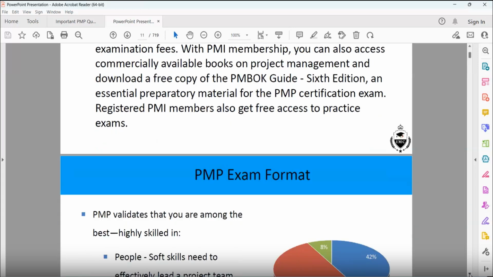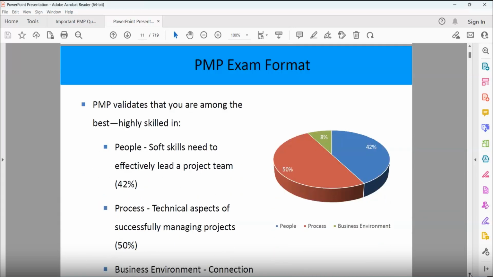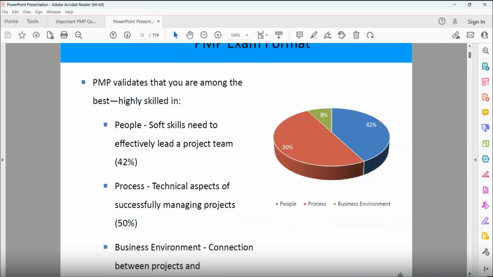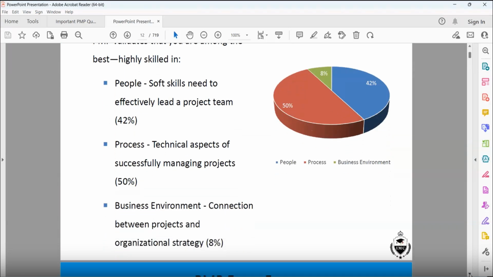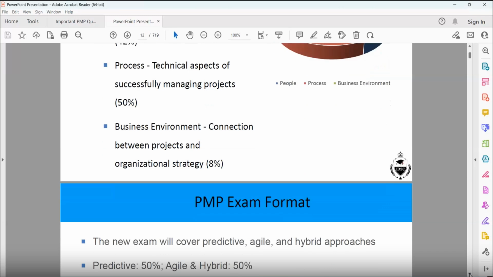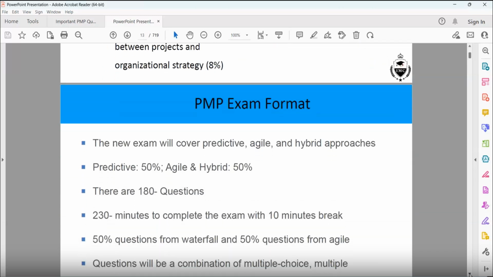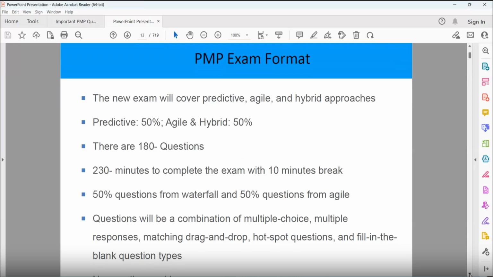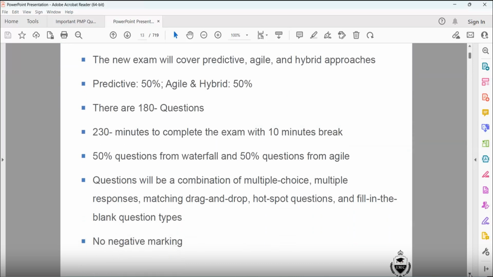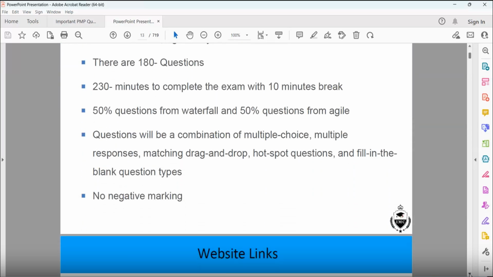The exam format: 50% people, process, 52% soft skills. Soft skills, when you say leadership, coordination, these are the soft skills. Business environment, 8%, organizational strategy and everything. The new PMP exam format will cover predictive and agile. There are 180 questions, 230 minutes to complete the exam, with a 10-minute break.